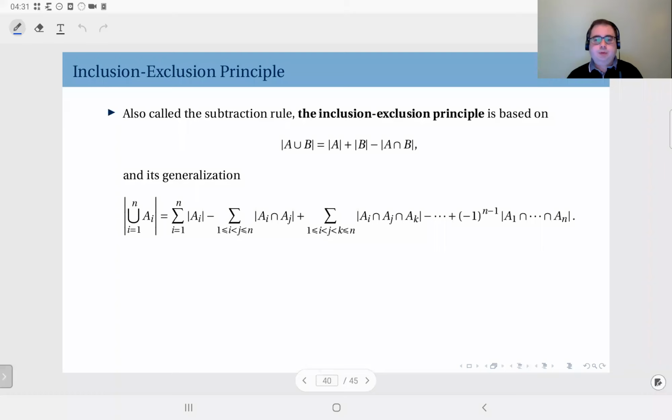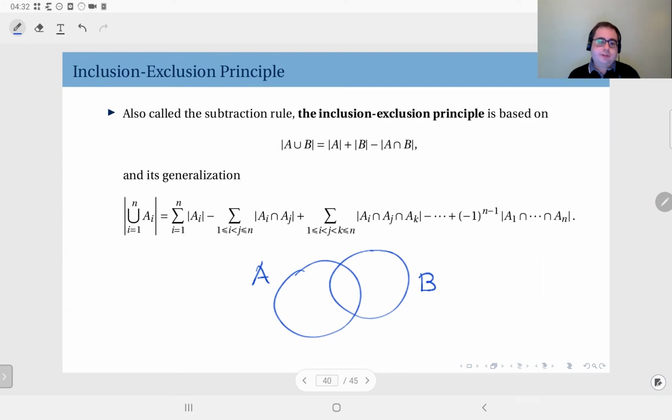We talked about product and sum rules, and they are based on elementary observations. And this inclusion-exclusion principle is also based on the observation regarding the cardinality of set union in terms of the cardinality of the individual sets and their intersection. Essentially, the reason for this is that, let's say you have two sets here, A and B.